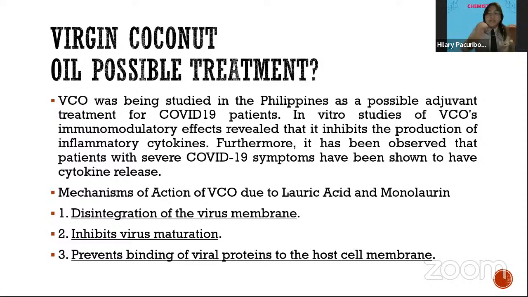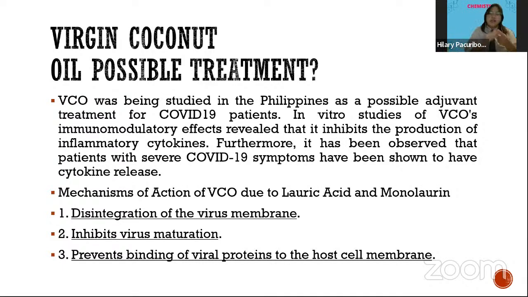So, because of VCO's immunomodulatory effects, there's a chance that it may inhibit its production. So how did they say that this is possible? So we have research basis for this. Studies revealed that the mechanisms of action of VCO is mainly due to its compounds named lauric acid and monolaurin.